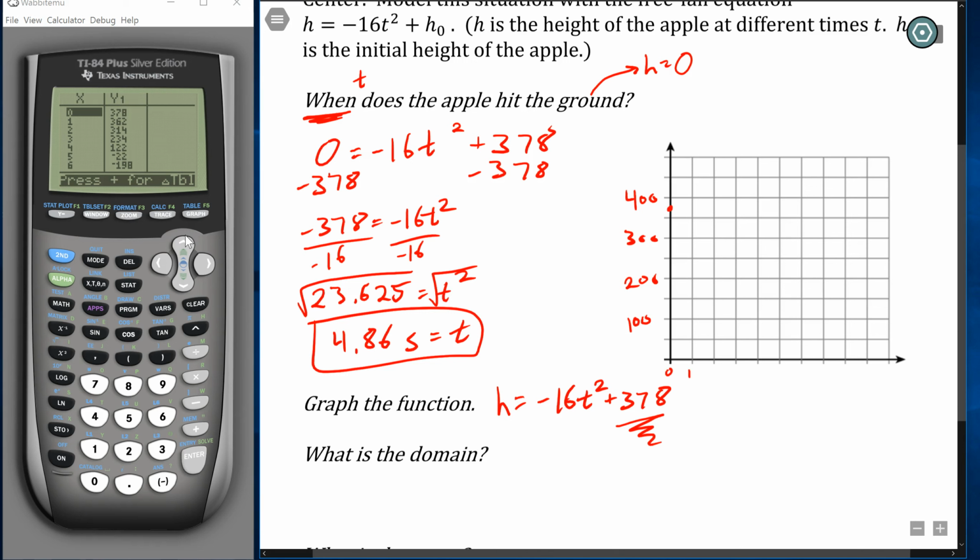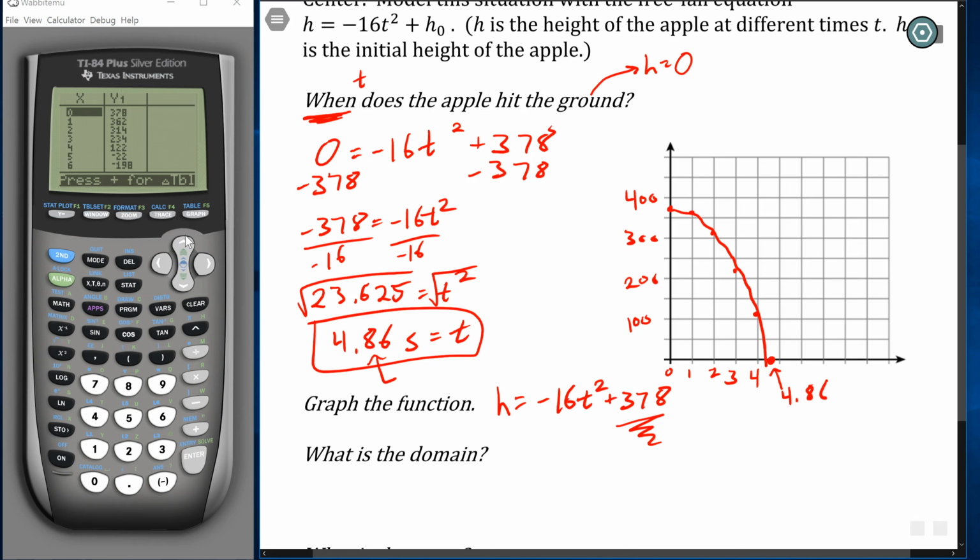At a time of 1, according to my table, I'm at 362. At a time of 2, I'm at, this is not 362, this is 362. At a time of 2, I'm at 314. At a time of 3, I am at 234. And at a time of 4, I am at 122. So it's making this nice parabola until it hits, and we know that it hits at 4.86. So if I go over 4.86, that is when it hits the ground.